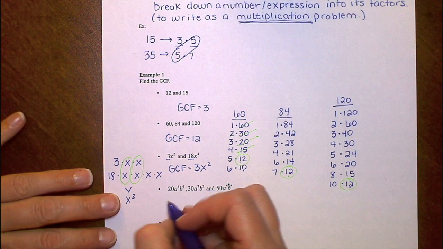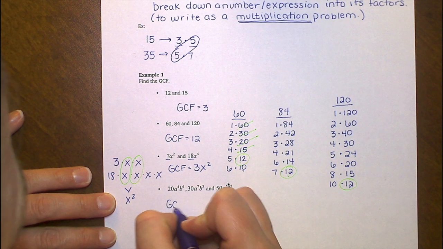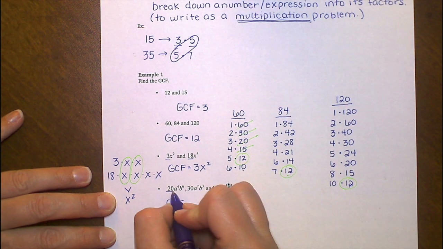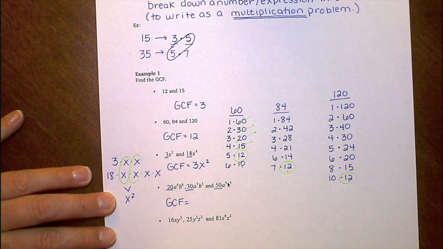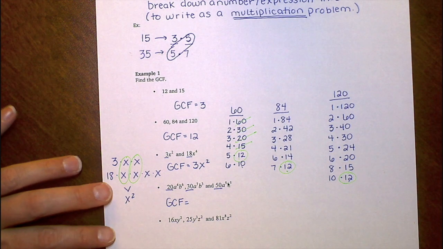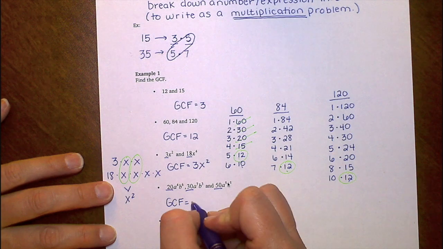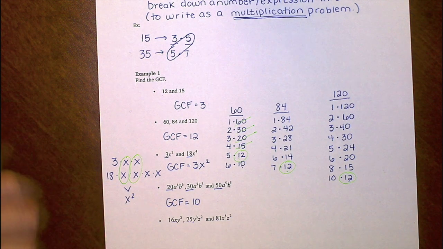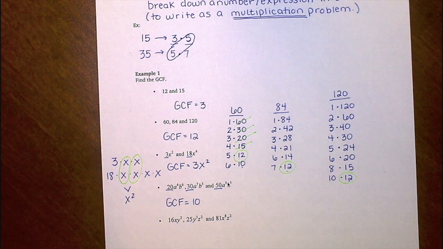Okay, so let's try this next one. It should go faster. 20, 30, and 50. I hope you can do that one without having to make a list. Biggest thing that goes into all 3 of them is 10. By the way, we are going to talk about in the next lesson when we actually start using this to do some true factoring.